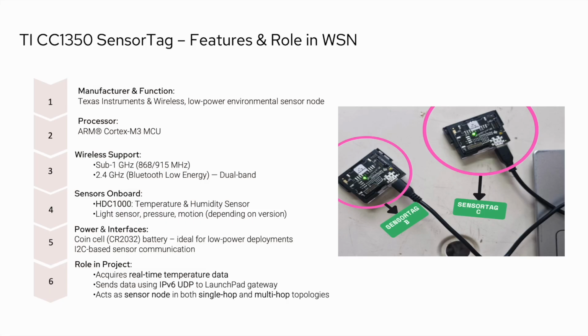So moving to the features of the CC1350 sensor tag. The sensor tag is manufactured by Texas Instruments, and it supports dual band. Dual band means sub-1 GHz, the frequencies which are less than 1 gigahertz, and the 2.4 GHz frequencies, that is Bluetooth Low Energy, which is also supported in this sensor tag. We are using the HDC1000 sensor, which is embedded in this sensor tag and is used for temperature and humidity. Similarly, this sensor tag has multiple sensors, like a light sensor and pressure sensor, which can be utilized in some other project also. The power supply of this sensor is from a coin cell. We can use a coin cell or we can use the USB cable. I have used a USB cable in this.